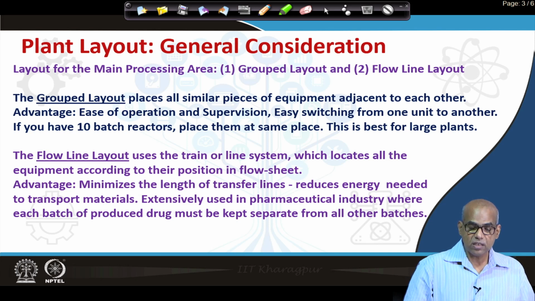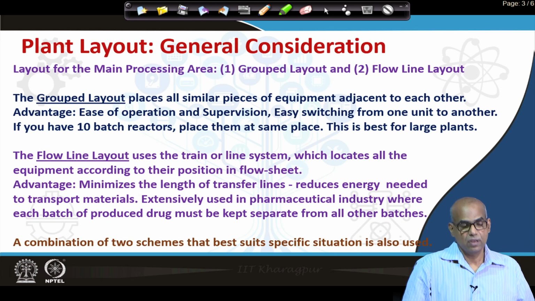This scheme is extensively used in the pharmaceutical industry, where each batch of produced drug must be kept separate from all other batches. In other industries, this scheme is sometimes used for products that you produce in small volume but with high price. So, specialty chemicals similar to pharmaceutical products. Oftentimes, a combination of grouped layout scheme and flow line layout scheme will be used that best suits the specific situation you have in hand.